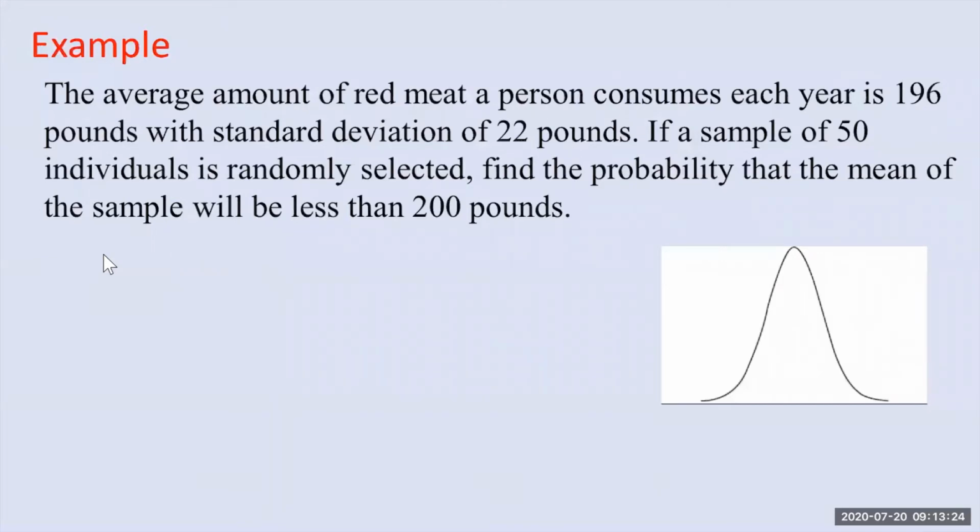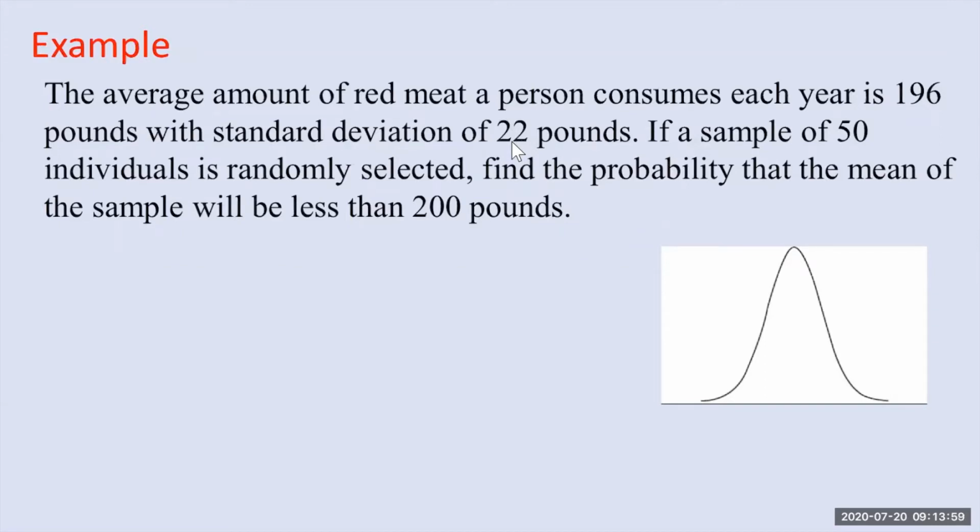So here is the example based on the first part of the central limit theorem. Let's find out what is given and what we are asked to do. The average amount of red meat a person consumes each year is 196 pounds with a standard deviation of 22 pounds. So that is the information about the general population. On the average, the amount of red meat consumed by a person is 196 with a standard deviation of 22 pounds. So you can mark that or you can annotate there in your note catcher.